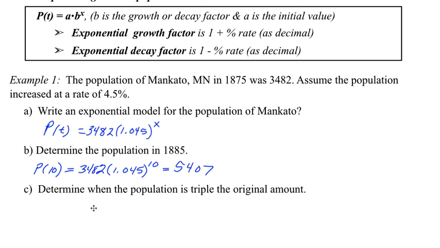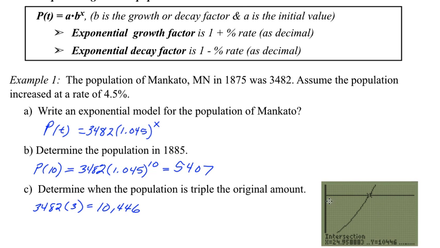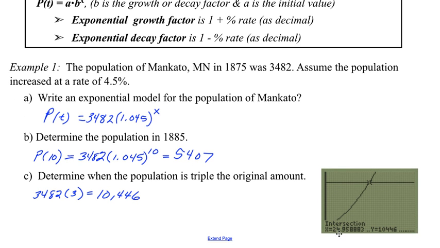The last part of the question says determine when the population is triple the original amount. Well, if we multiply our initial value times 3, we get 10,446. What we can do is plug the right-hand side, this 3,482 times 1.045 to the x power, into Y1 in your calculator, and then plug 10,446 into Y2, and calculate the intersection point. It looks like our intersection is at 24.96. So we're going to say that that happens at approximately 25 years later.